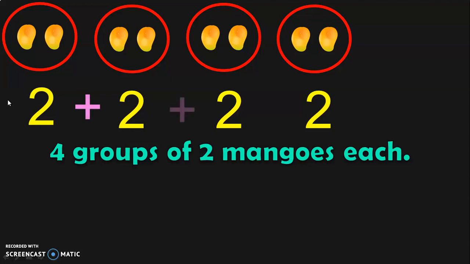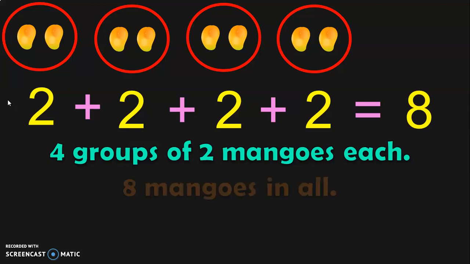2 plus 2 plus 2 plus 2 will give you 2 plus 2 is 4, 4 plus 2 is 6, 6 plus 2 is 8. So by repeated addition we found that there are 8 mangoes in all.